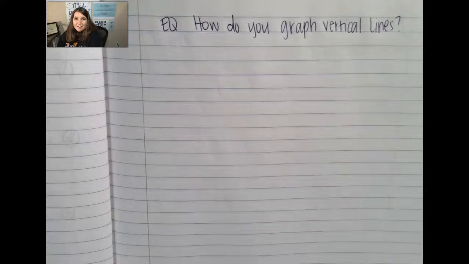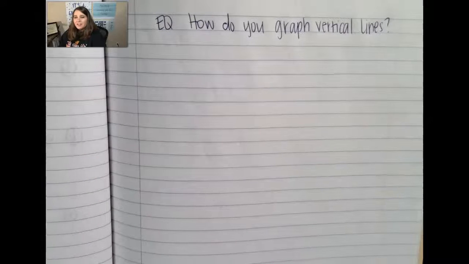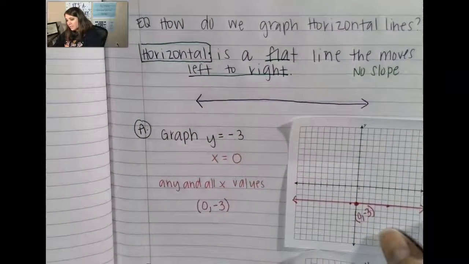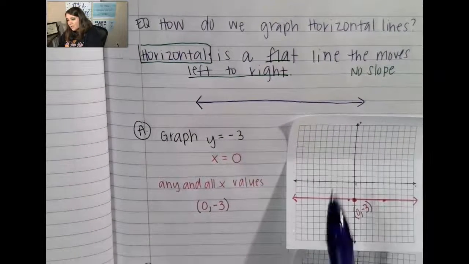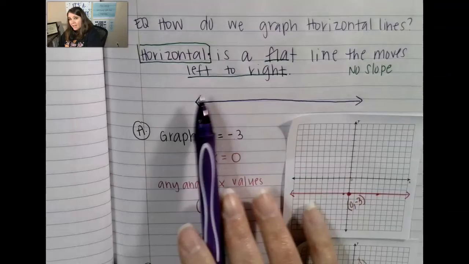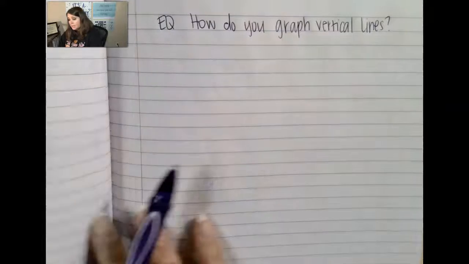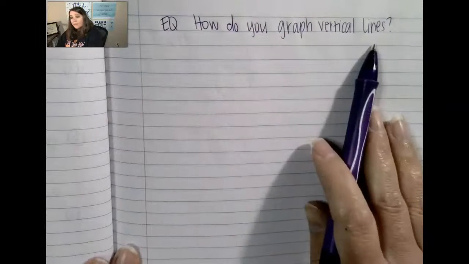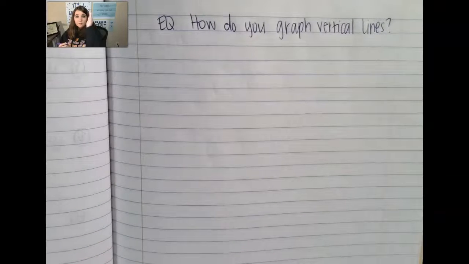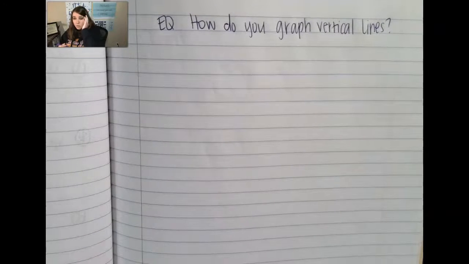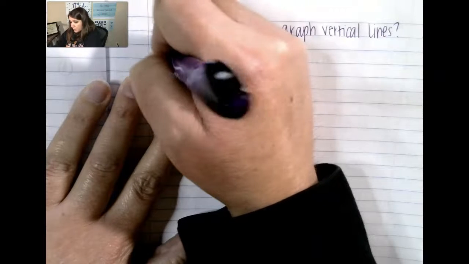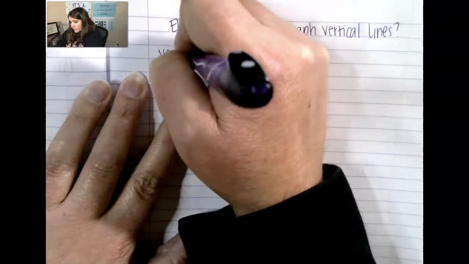Everyone, in our last lesson, we were talking about graphing horizontal lines, graphing lines that were flat and moved left to right. Today we're going to be looking at graphing vertical lines. Vertical, we know, moves up and down or from top to bottom. So in our vocabulary word today, we're going to look at vertical lines.